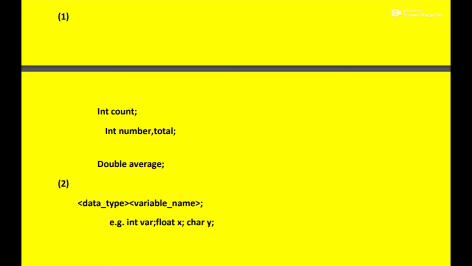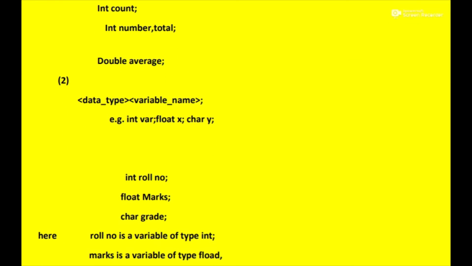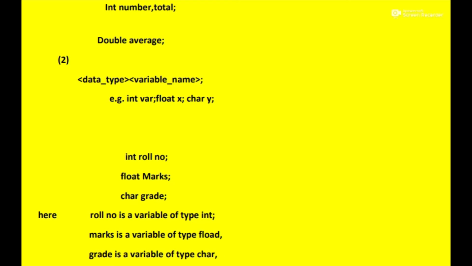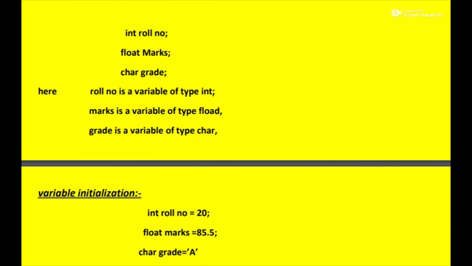For example: int count, int number of total, double average. Second example: data type, variable names. Example: int x, float y, char z.